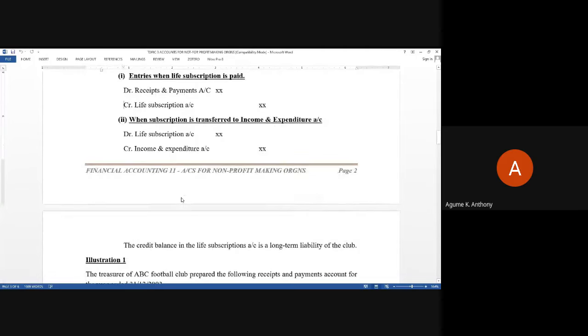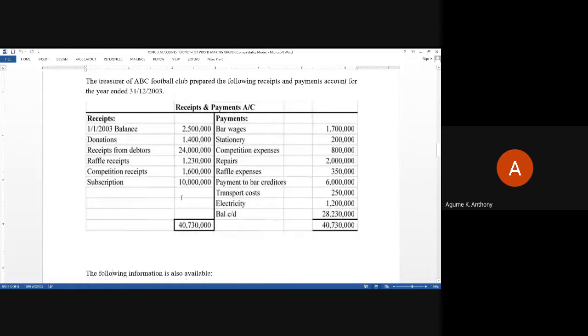So the credit balance on life subscription is a long-term liability to the club, because remember, you have received that income, but of course you've not yet earned it. That income is not yet earned because the service has not been provided to the client. So every year that passes by, you recognize a portion of that income within the financial statements.